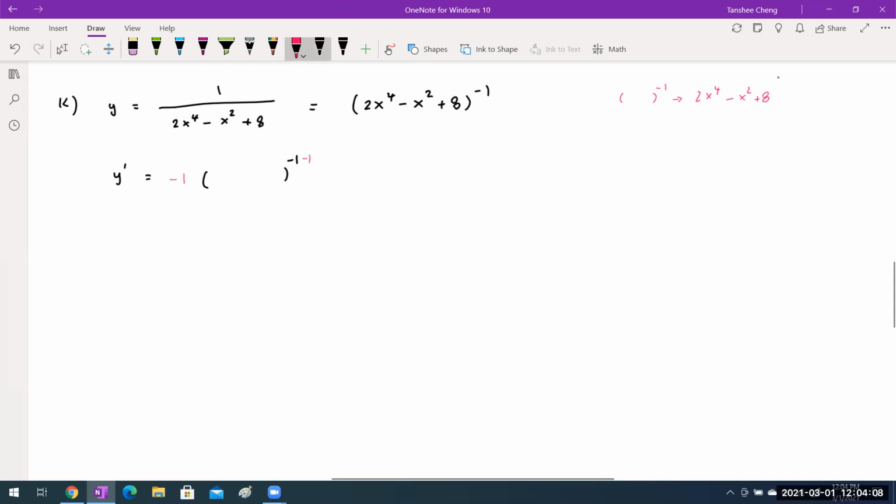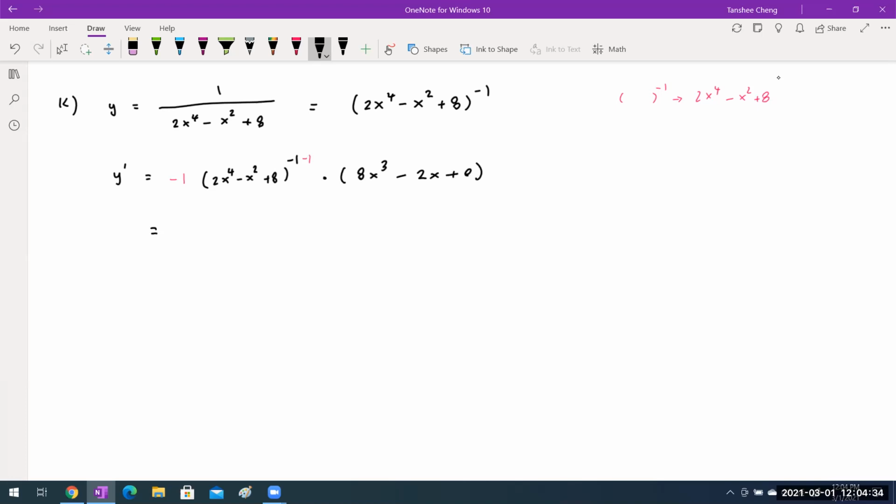And the inner function is the same. So it will be 2x to the fourth power minus x squared plus 8, right? Everything. And then times the derivative of the inside function, which is the last function right here. That will be 8x to the third power, because bring down 4 and then times 2, and minus 1 to the exponent, minus 2x plus 0.